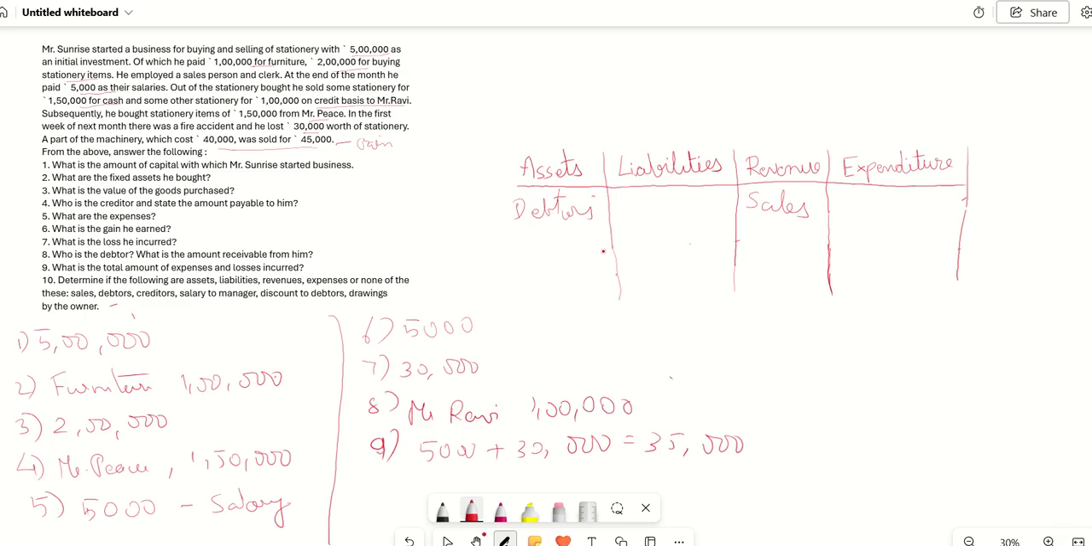Then your creditors are your current liabilities. You will put under liabilities. Then salary to manager is an expenditure. Okay. Then discount. Discount the company gives is also an expenditure. And then comes drawings by the owner. It will come under liabilities. You will subtract from your capital.